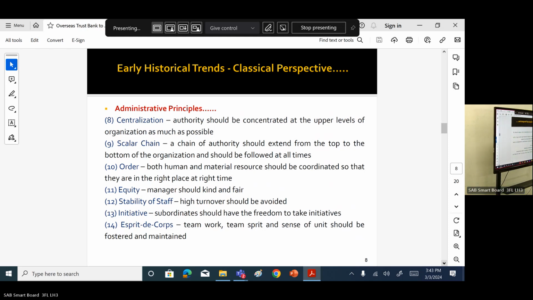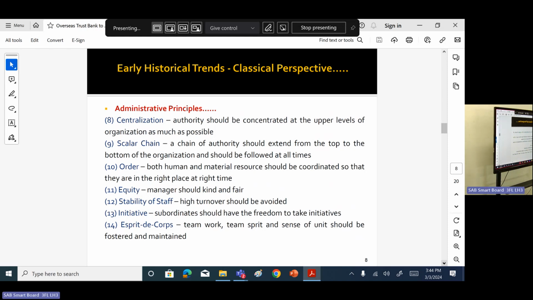Order. Then all resources should be ensured at the right place, at the right time, at the right quantity. It's the meaning of order. Otherwise, business functions cannot be done, and they will be interrupted. Equity. Managers should treat employees with kindness and fairness, or equitably.